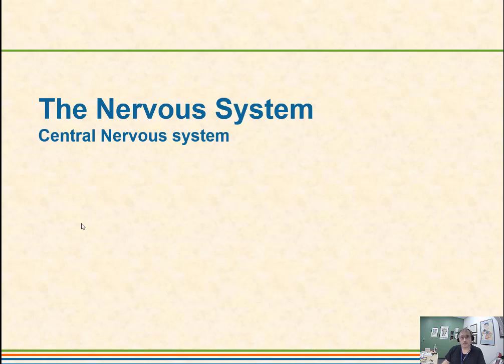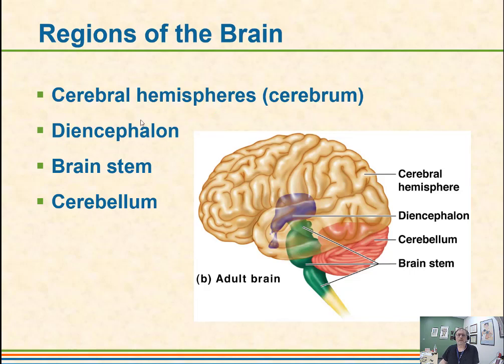Let's talk about the central nervous system. This is what most people think of when they think of the nervous system. It's the brain and the spinal cord. So the central nervous system, let's talk about the brain first.